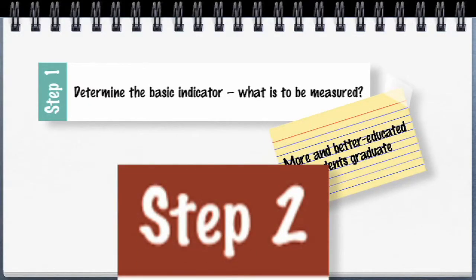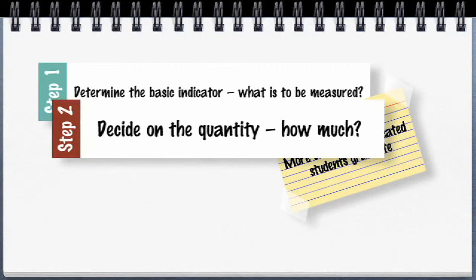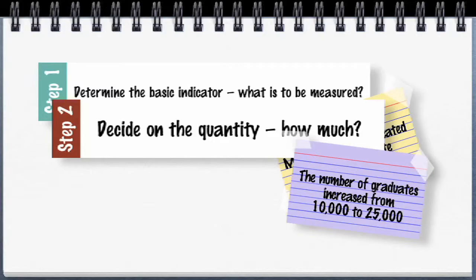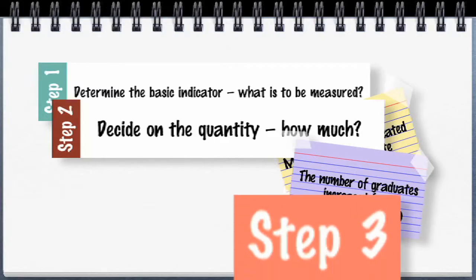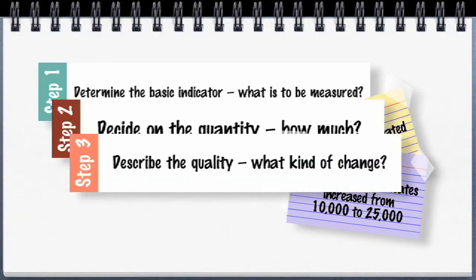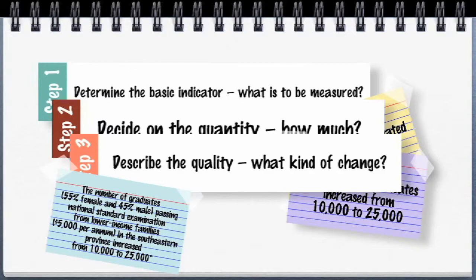Step 2. Decide on the quantity. How much? Increase, decrease. For example, the number of graduates increased from 10,000 to 25,000. Step 3. Describe the quality. What kind of change? For example, the number of graduates, 55% female and 45% male, passing national standard examination from lower income families, $5,000 per annum, in the southeastern province increased from 10,000 to 25,000.